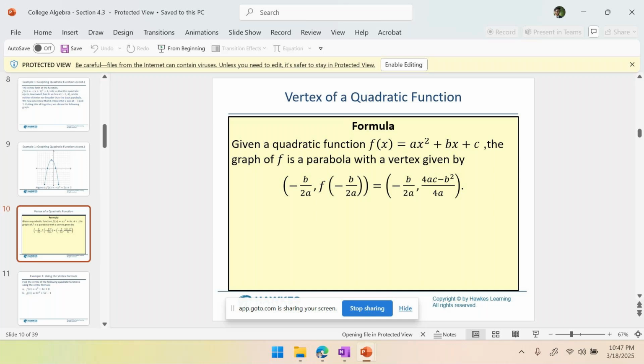This theory of parabolas is a very important section, and it will carry some weight in the exam. So I highly recommend you to go through this lesson.